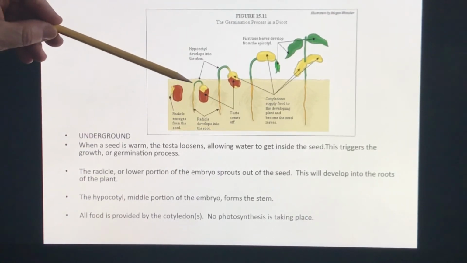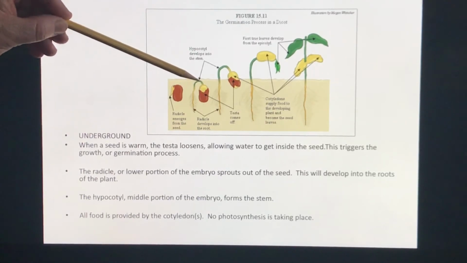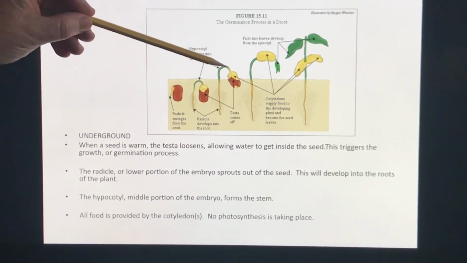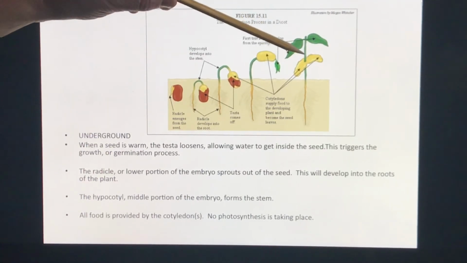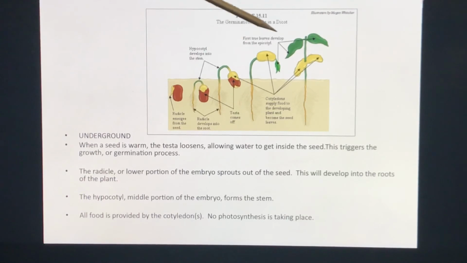Then the hypocotyl, which is here, the middle portion of the embryo, forms the stem. So that's here and here. And then all the food at this point is provided by the cotyledons, and no photosynthesis is taking place. Then, as the plant emerges and develops, what's called the epicotyl emerges at the top of the plant. That's the region above the cotyledons, and that's where the first true leaves emerge.